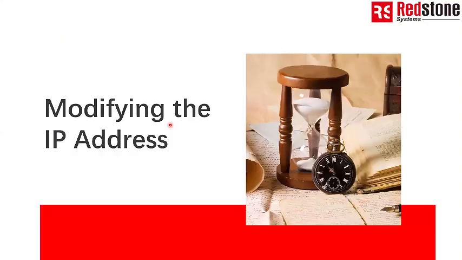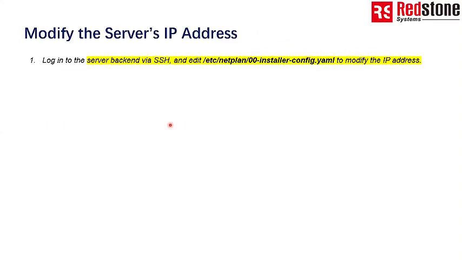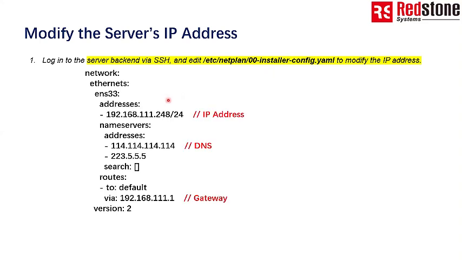Okay, so let's move to how we're going to modify the IP address. First, you need to log into the server backend via SSH, and you need to execute this command. This is to modify the IP address. And of course, this one is for the network configuration written in Ubiquiti. And yes, here is the part where you can change the IP address. And of course, you can define the DNS IP as well as the gateway IP. After that, you need to execute this to take effect. Just run the sudo command, sudo netplan apply.